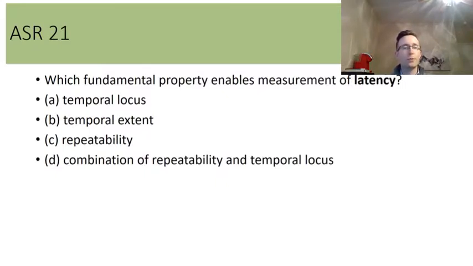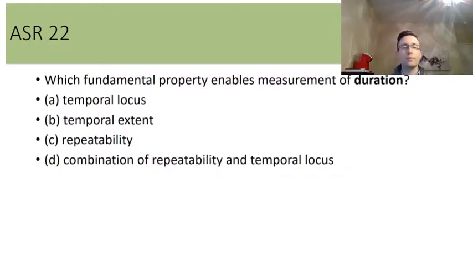I'll go ahead and close the poll, and the answer here is temporal locus. Temporal locus means that a response occurs at a point in time in relation to a preceding environmental event, and so that's a property that you can quantify. The dimensional quantity is latency, the time between that preceding environmental event and the onset of the response or the response cycle.